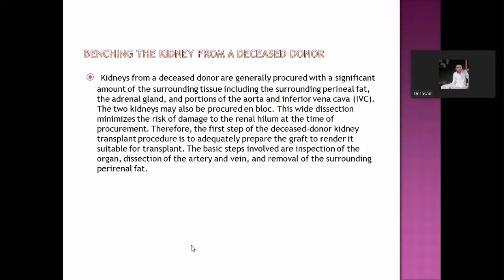Therefore, the first step of deceased donor kidney transplant procedure is to adequately prepare the graft or to render it suitable for transplant. The basic steps involved are inspection of the organ, dissection of the artery and veins, and removal of the surrounding perinephric fat.